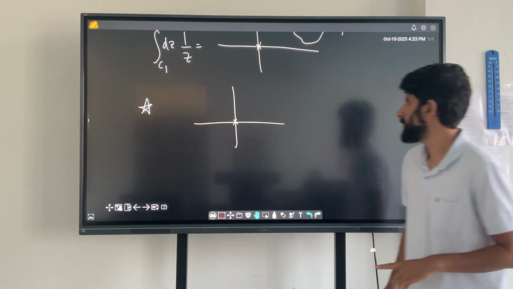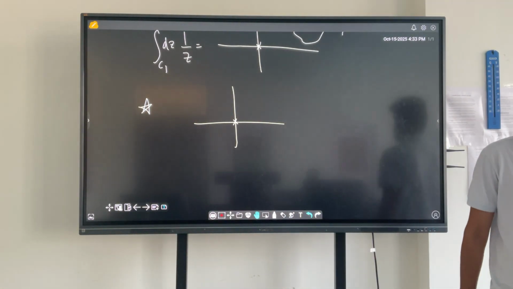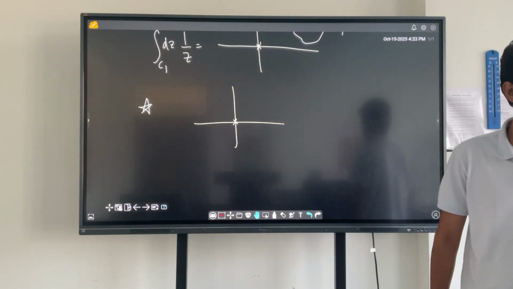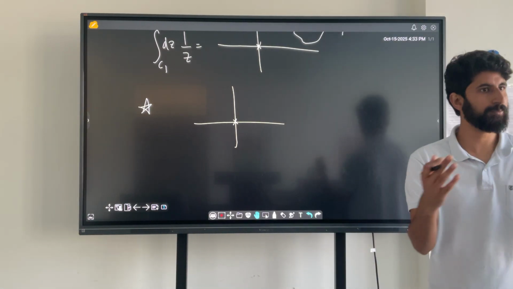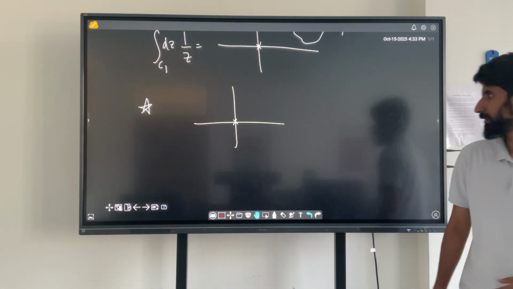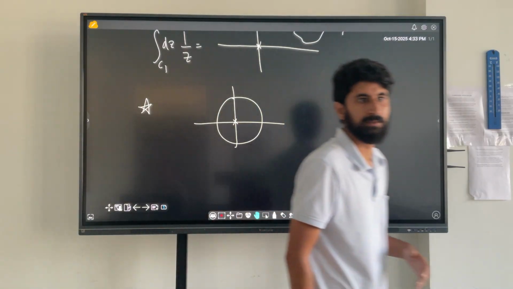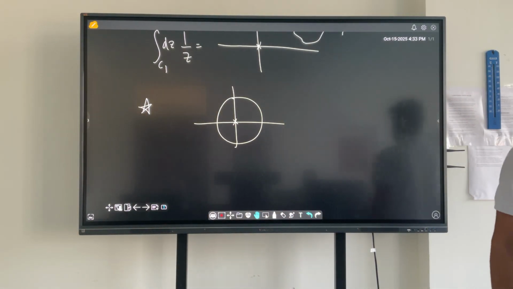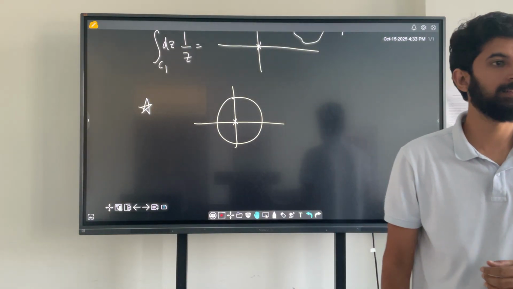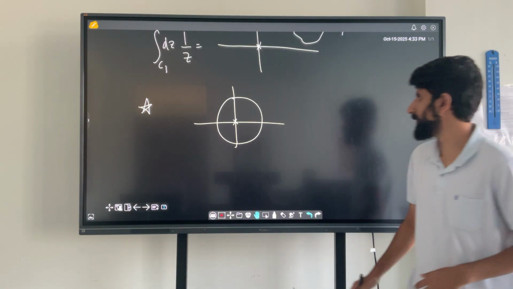Now, what is the simplest possible loop I can take? A circle. I'll do a simple loop. Why do I need to make my life complicated? Let's just do a simple loop and see what answer we get. Let's take a circle. What should I keep the radius? Unity. Yeah, let's take radius to be 1.